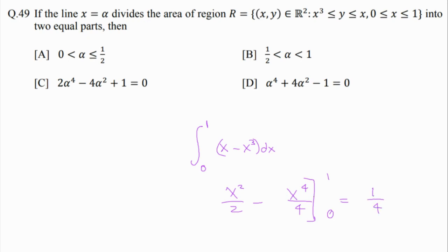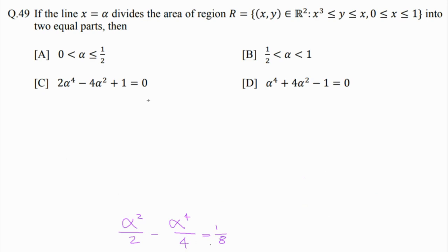And now we can do the same thing with alpha. Okay, so x squared over 2 minus x to the fourth over 4. If you take the bounds as alpha and 0, this is equal to 1/8, right? Which means, because it's half of this. And so if we plug it in, alpha squared over 2 minus alpha to the fourth over 4 is equal to 1/8. So I'm going to clear up some space over here now.